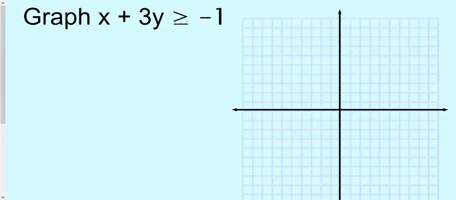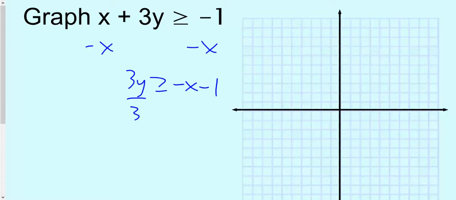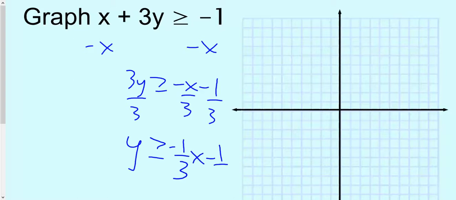Okay, here's another example, and I'm going to go through this a little bit quicker now. 3y is greater than or equal to negative x minus 1, divide by 3, divide by 3, divide by 3. Well, this is kind of an annoying question because the y-intercept is a fraction. Interesting. Okay, so negative 1/3. It's going to be approximately right about there. Now I'm going to go down 1 box over 3. So I'm going to go down 1 over 3.